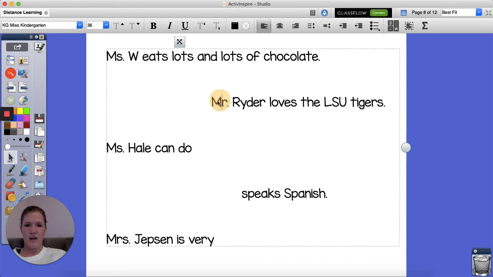I see that I have my capital letter at the beginning. I see that I have a period at the end. I see that I have a subject, Mr. Ryder, and I see I have a predicate, loves the LSU Tigers, tells me what he does. So I believe I have a complete sentence.